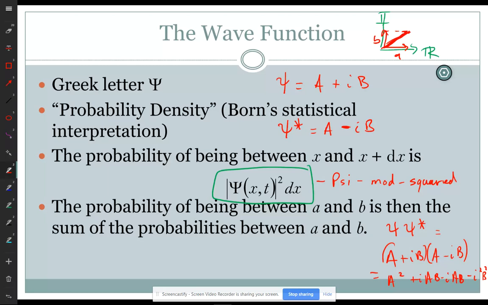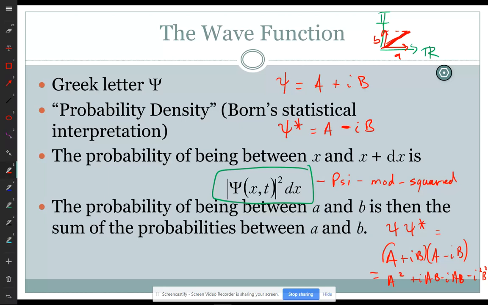And now you're probably saying, why didn't we just say A squared plus B squared? Why do we go through all this foolishness? The reason is because our wave functions are usually much more complicated than A plus IB. So using this mechanism of doing psi times psi star, or psi mod squared, is the quickest way to find that probability density.